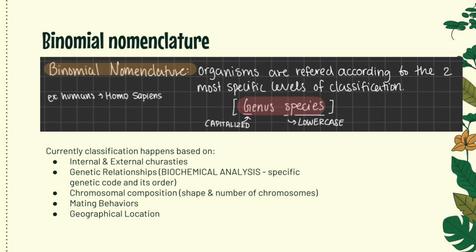Now moving on to how we tweaked it to make it more accurate. Before, Linnaeus basically did it on physical characteristics, but now we do it on internal and external characteristics, genetic relationships, which is a biochemical analysis. So basically we look at the genetic code and the order and the specificity of it, the chromosomal composition, which is shape and number of chromosomes, mating behavior, and geographical location. So we also take all that into account when using this form of classification.